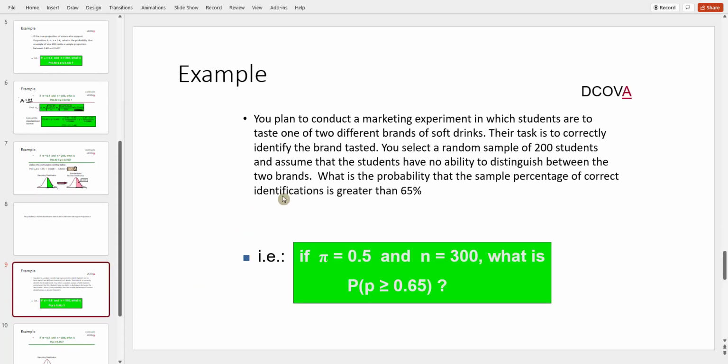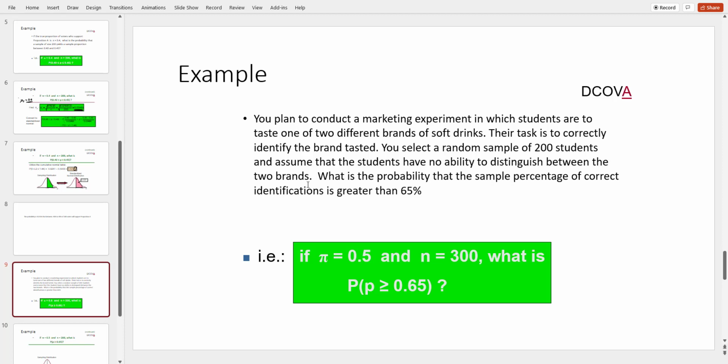Okay. Let's do another problem. You plan to conduct a marketing experiment in which students are to taste one of 2 different brands of soft drinks. Their task is to correctly identify the brand tasted. You select a random sample of 200 students and assume that the students have no ability to distinguish between the two brands. What is the probability that the sample percentage of correct identifications is greater than 65%? You're only looking at two brands of soft drinks, so you have a 50-50 chance of picking the correct one. So our pi is going to be 0.5.